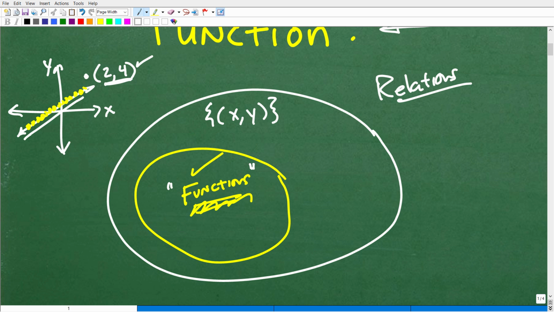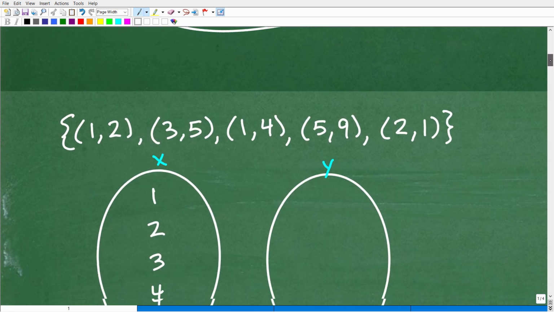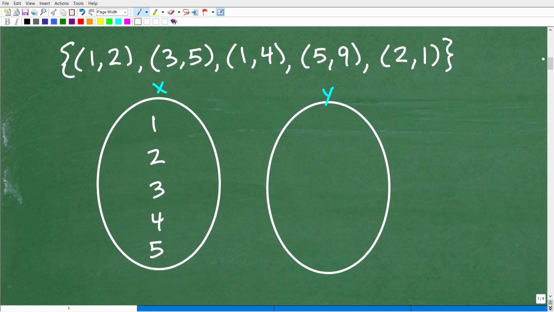So what we're going to do is go through a test that is going to determine whether a relation is a function. If it's not a function, it's just a relation. So all functions are relations, but some relations are functions, just to be clear. Let's get into how I'm going to determine whether this is a function or not. Of course, we're going to have to understand the definition of a function, and I'm going to explain this in a second. But what we're looking at is what we call a mapping diagram.